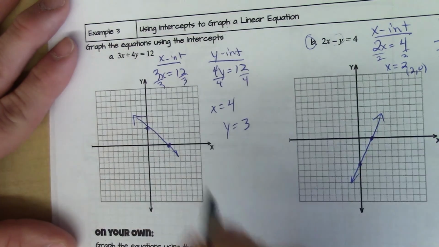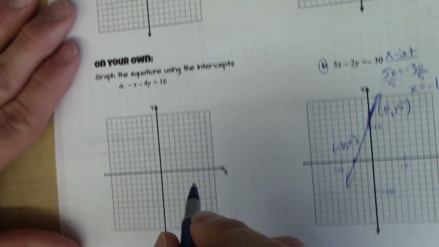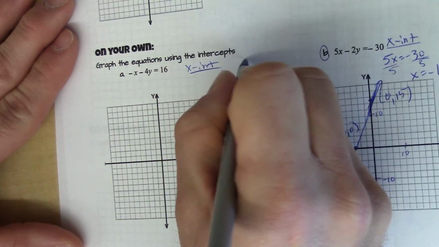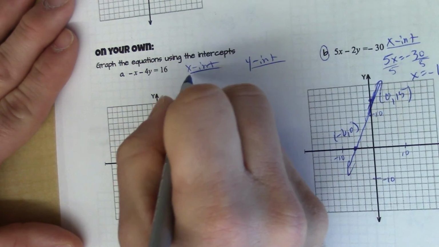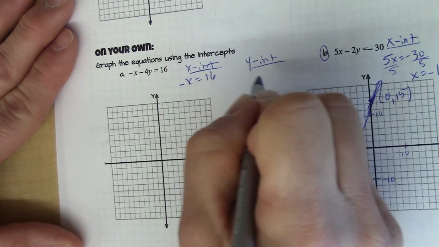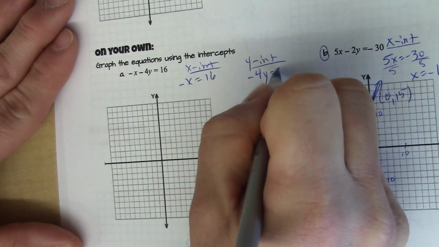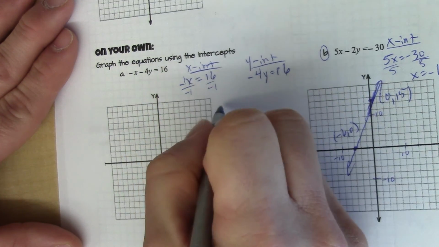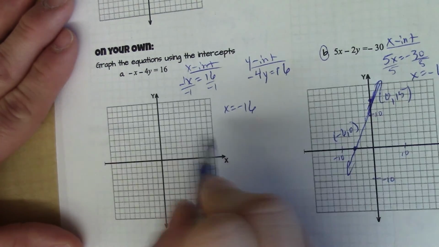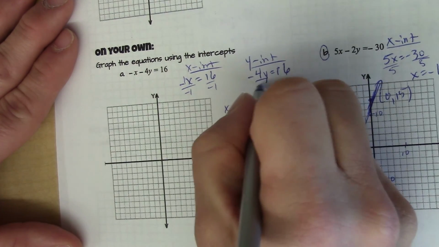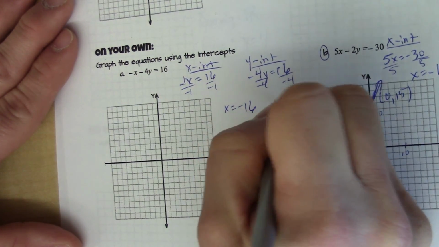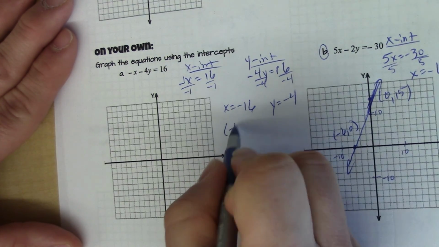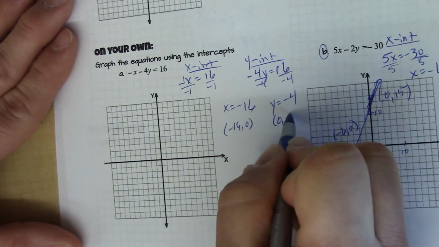Connect my dots. On the second one, again, I'm going to have my x-intercept and my y-intercept. So for my x, I've got negative x equals 16. For my y, I got negative 4y equals 16. Again, if I see minus signs, they're negatives. That really means that. So I'm going to have x equals negative 16, which already tells me this graph has to go by twos. Now I'm going to divide that by negative 4 and get y to be negative 4. This does not mean negative 16, negative 4 is my point. It means negative 16, 0, and 0, negative 4.